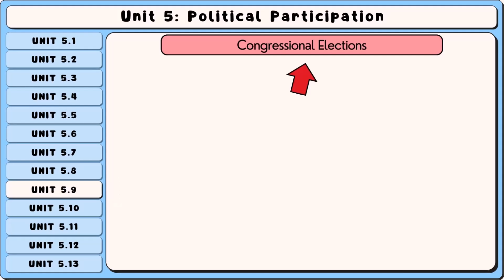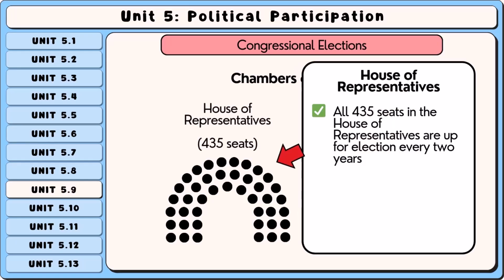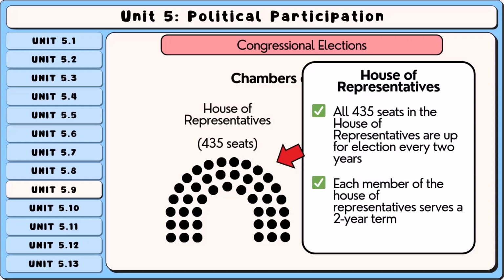In this lesson, we will explore how we elect Congress. Congress refers to both the House of Representatives and the Senate. All 435 seats in the House of Representatives are up for election every 2 years, meaning each member of the House of Representatives serves a 2-year term.